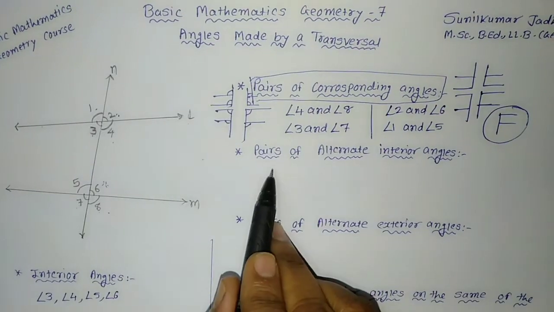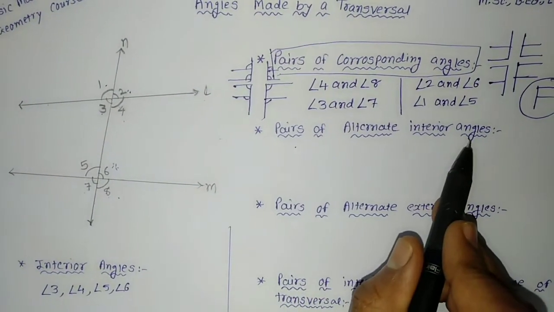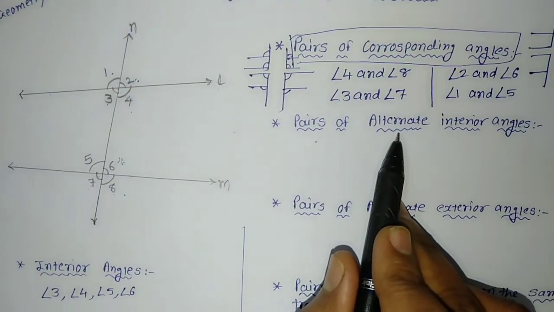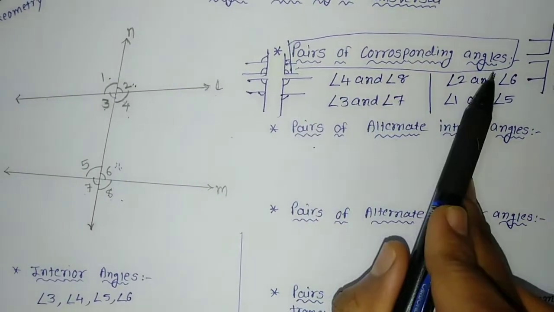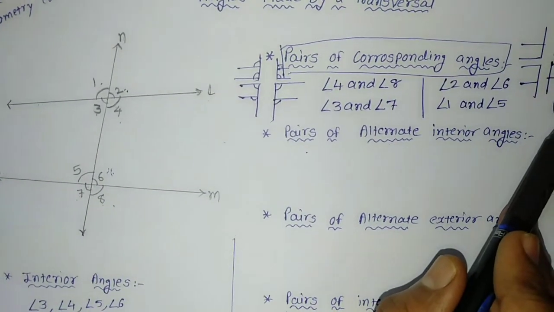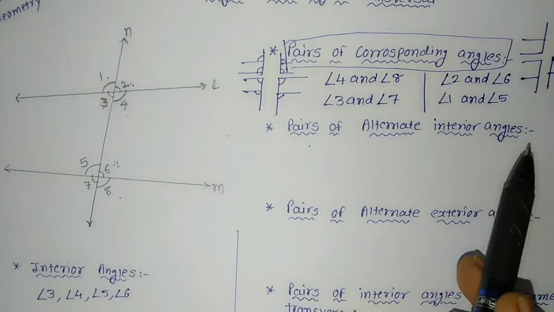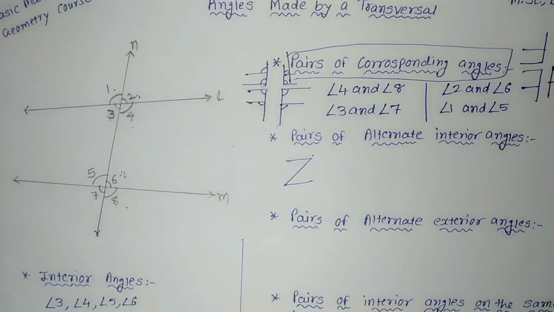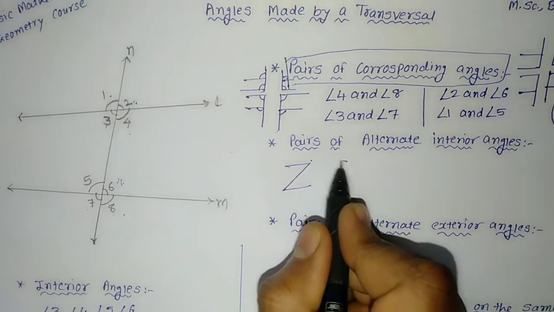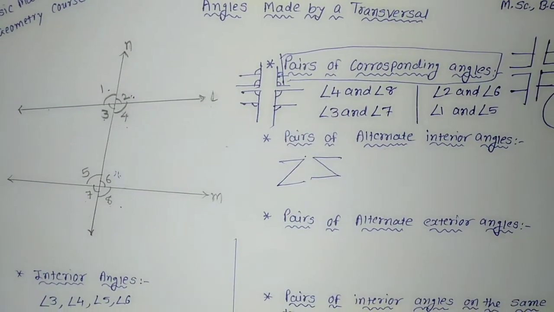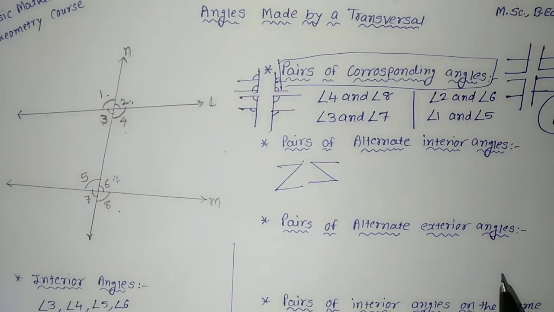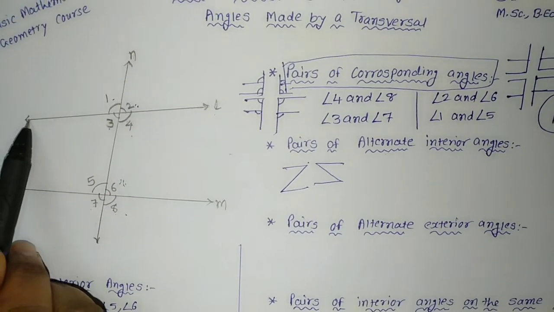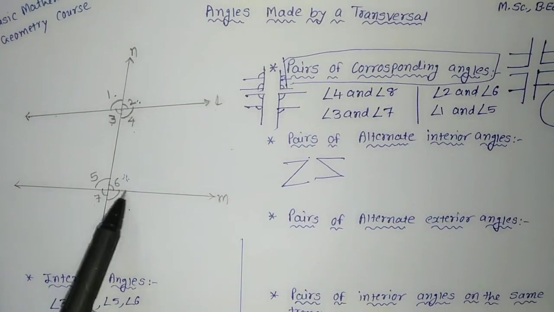Now let us see the next pair, that is pairs of alternate interior angles. While we are talking about pairs of corresponding angles, you have to remember the symbol F. While we are talking about the pairs of alternate interior angles, you need to remember the symbol Z, as well as the other Z that would be forming this way. Now let us see in the figure where the Z is forming. Definitely this way, here this Z is forming.